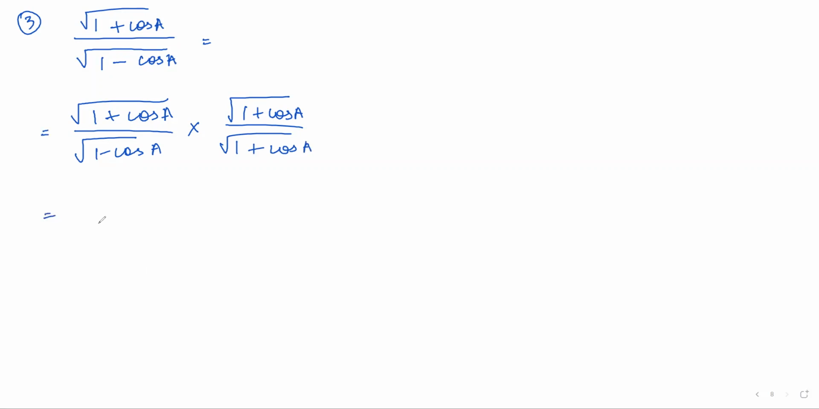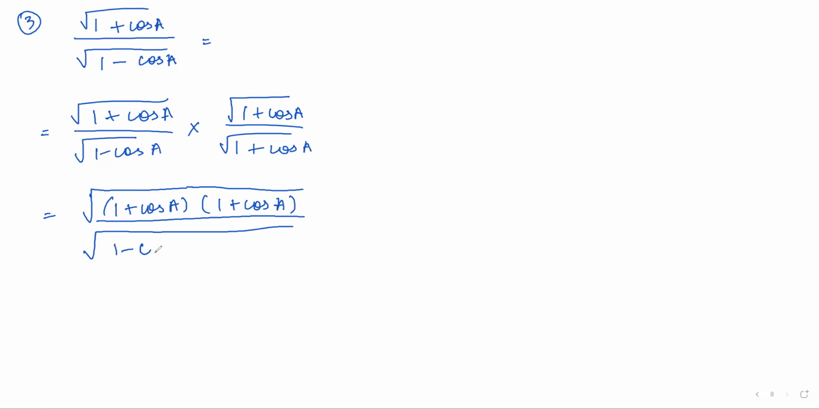Yes, ma'am. So this will become, if I take everything inside the square root, 1 plus cos A into 1 plus cos A, and here it becomes 1 minus cos A into 1 plus cos A, right? So now in the numerator, you have two terms and then square root. So only 1 plus cos A will remain, right? Like 1 plus cos A whole square you have, and then the square root will go away with the square.